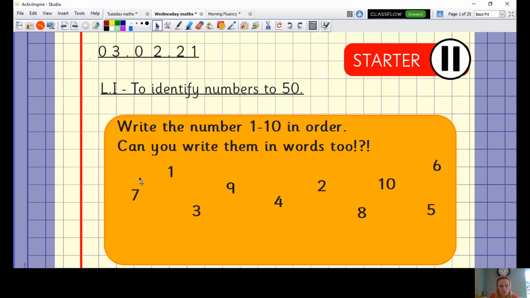You can write them starting at 1 over here all the way to 10. If you want to stretch yourselves, I would really love to see some of you writing the numbers in words underneath. Okay, press pause and have a go.